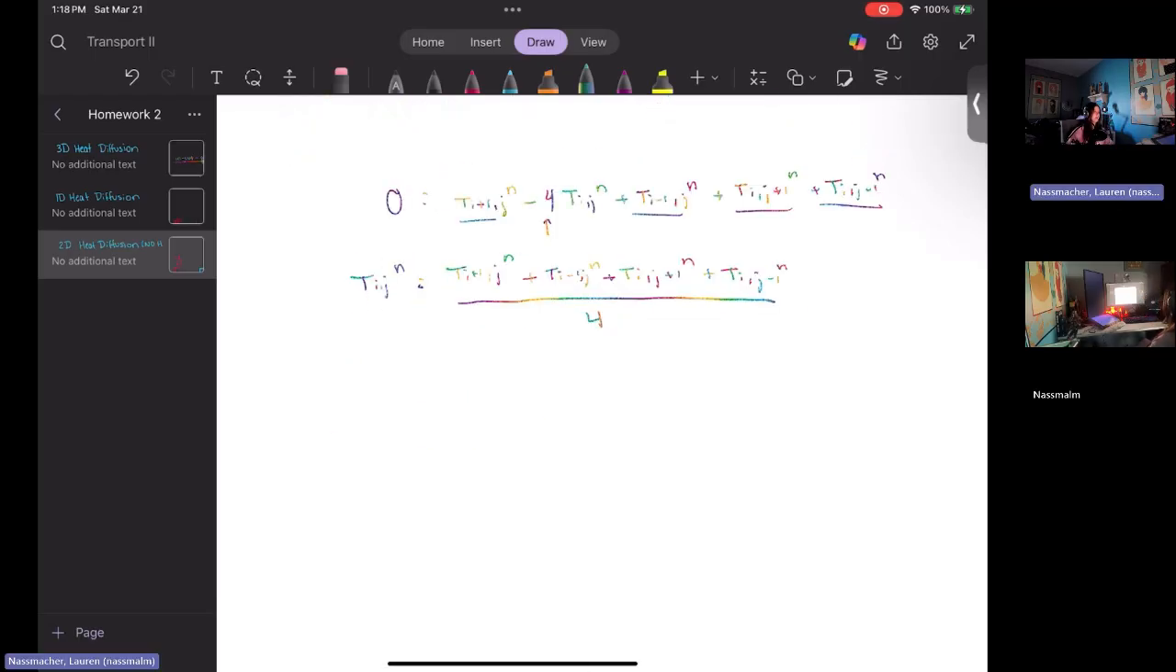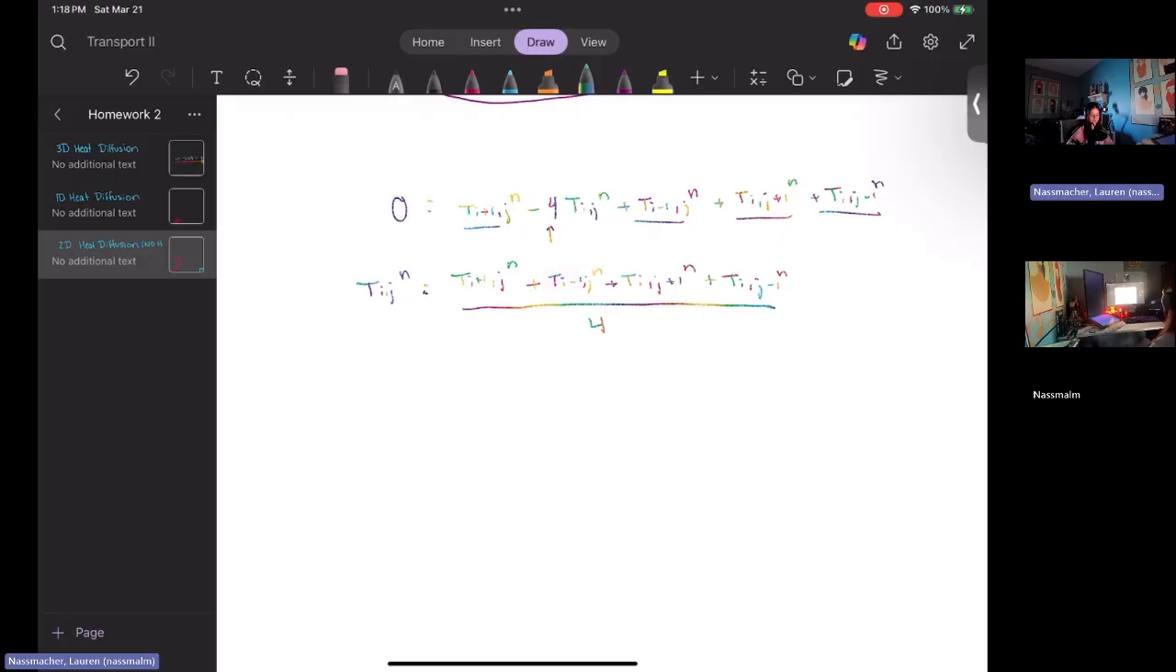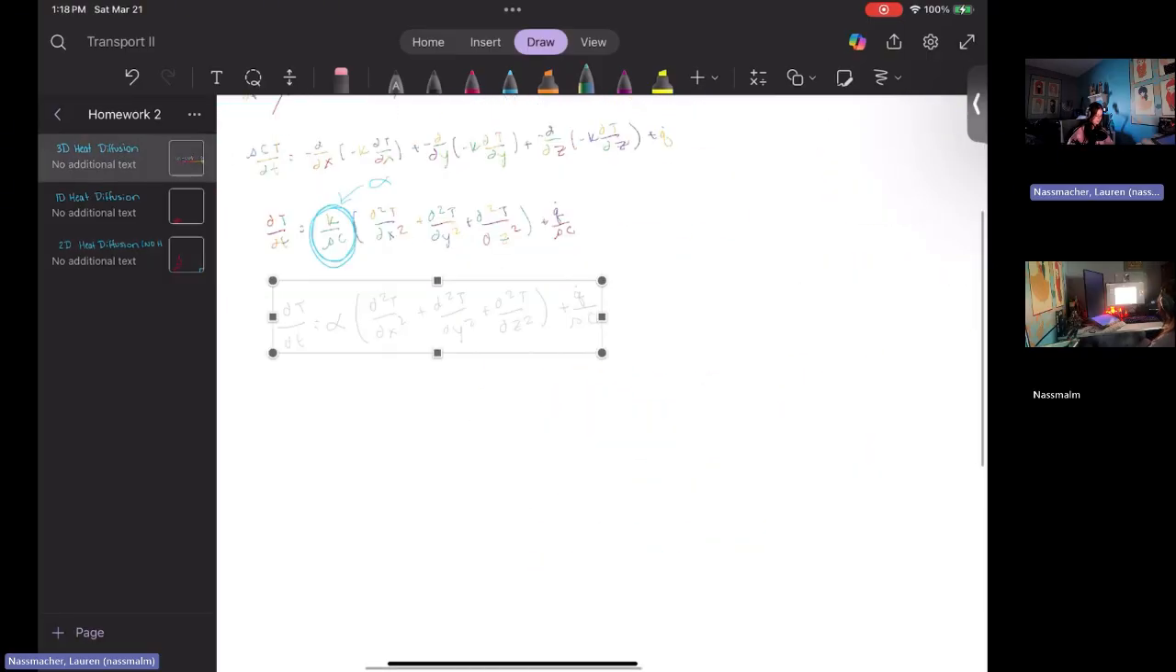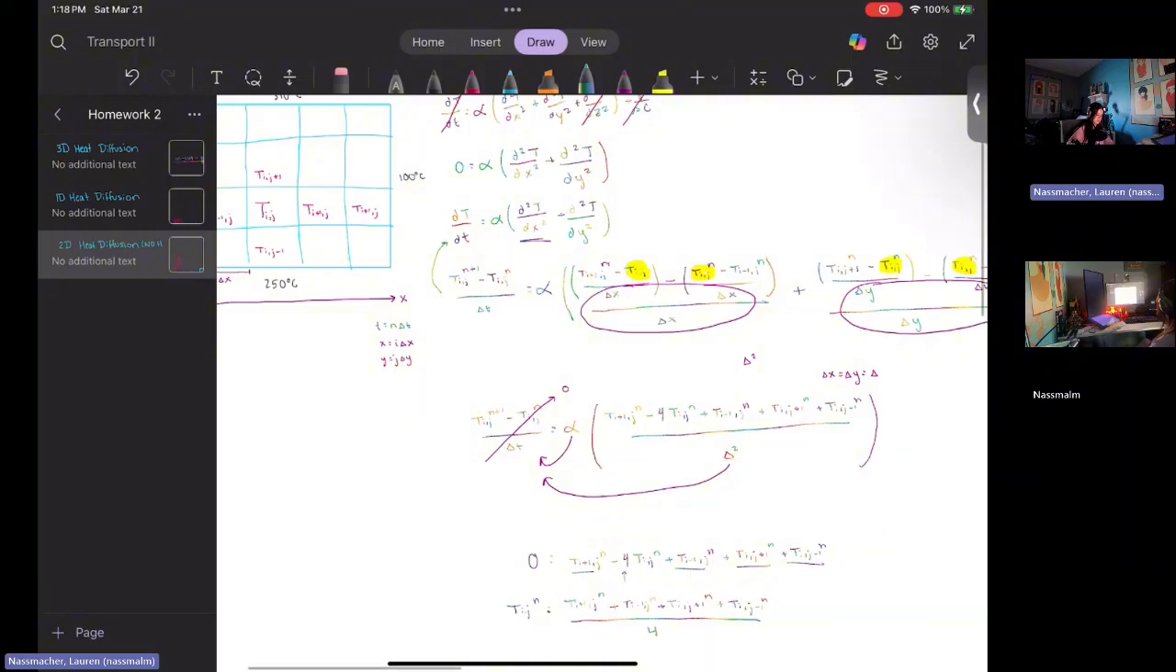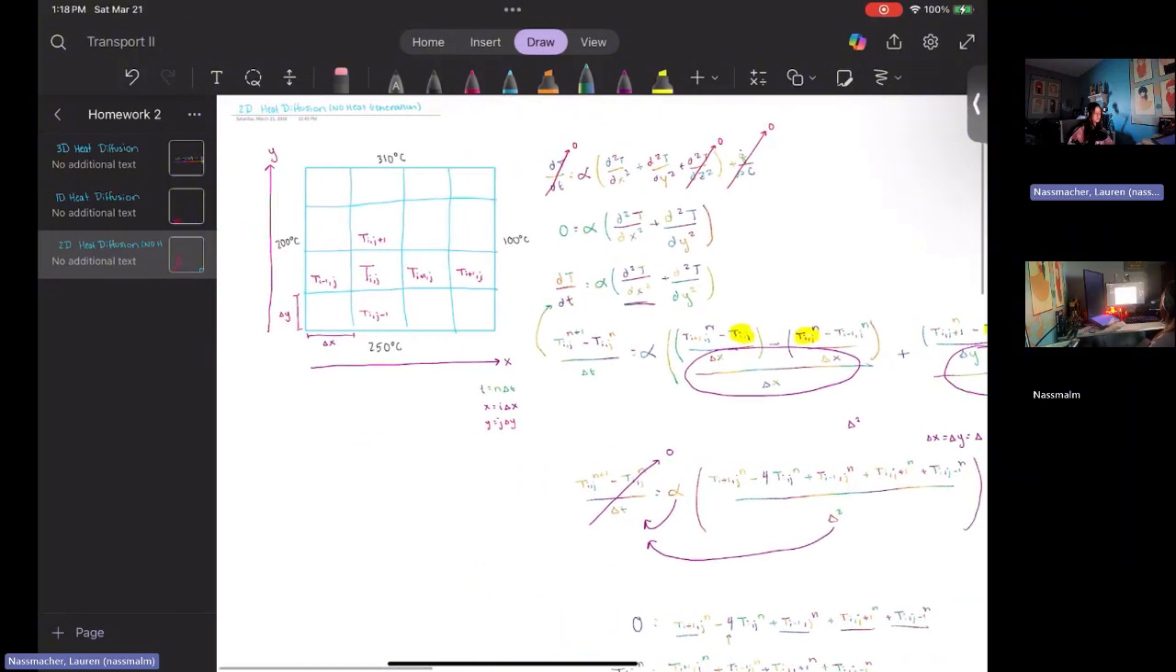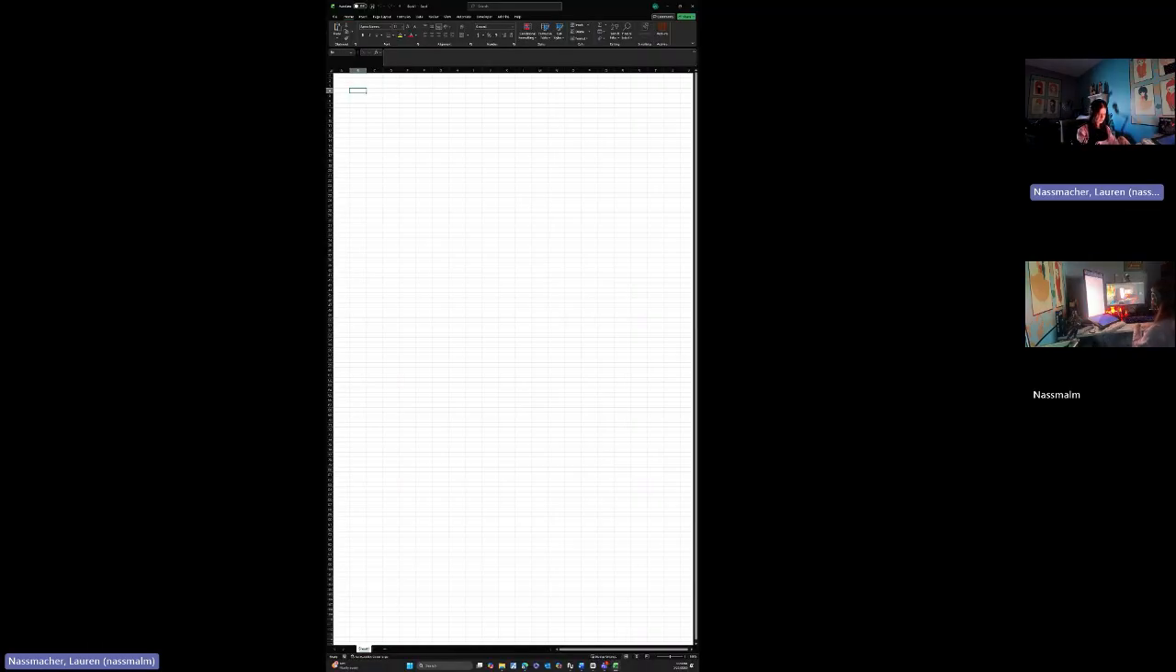So that is how the average temperature for a single cell, the temperature at a position i, j at time n, can be determined using our 3D heat diffusion equation that we derived, and now deriving a 2D heat diffusion equation with no heat generation. So now with the knowledge that we just obtained, let's use that problem and apply it to an Excel spreadsheet.